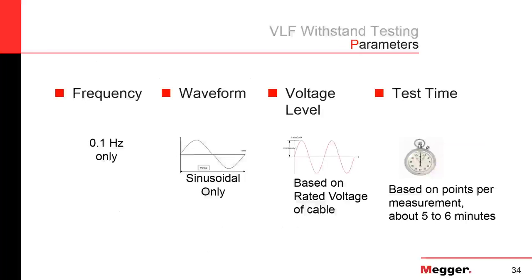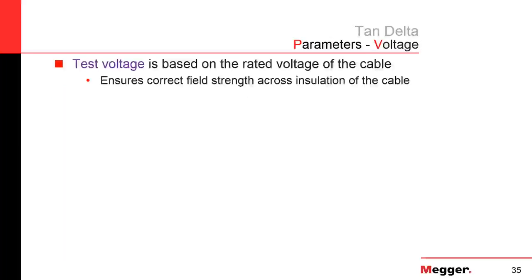So what are the parameters then for VLF testing? It has to be 0.1 hertz sinusoidal. That's the only choice we have if we're going to compare it to the IEEE charts. The voltage level is based on the rated voltage of the cable, and the test time is based on the number of points per measurement that we take. Overall, the entire test takes about 5 to 6 minutes with voltage above operating voltage for only a minute or two. It's a very quick, very gentle test.